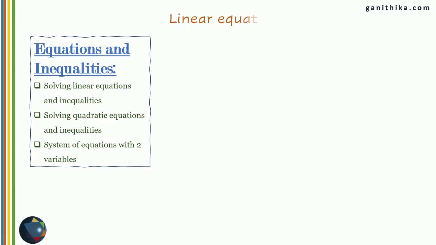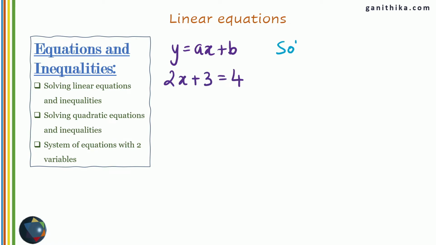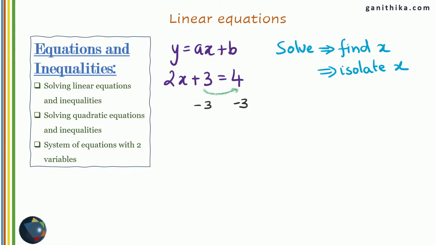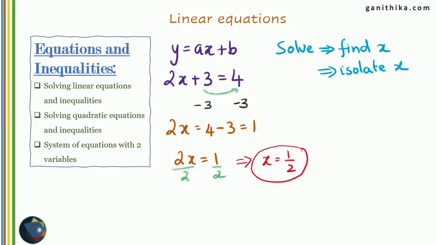First of all, linear equations. Linear equation will be of the form y equal to ax plus b. For example, 2x plus 3 equal to 4. You need to solve this linear equation. Solving means finding x value. In other words, it also means isolating x as you did in the expressions before, right? So in this case, if you want to isolate x, you will take the 3 to the other side by subtracting 3 on both the sides. So you will get 2x is equal to 4 minus 3, which is equal to 1. And dividing by 2 on both the sides, you will get x is equal to half. This is very simple. You know this before itself.